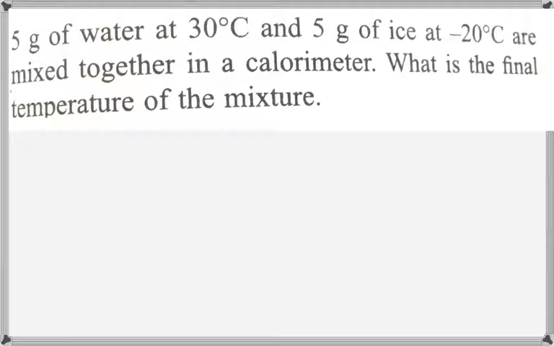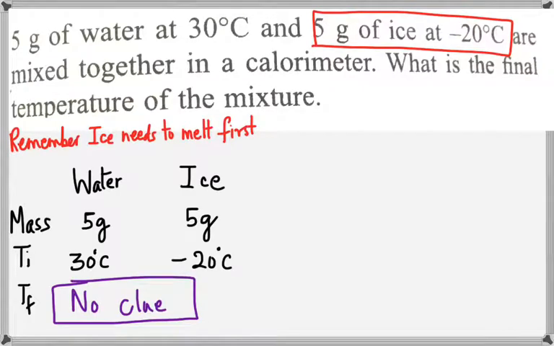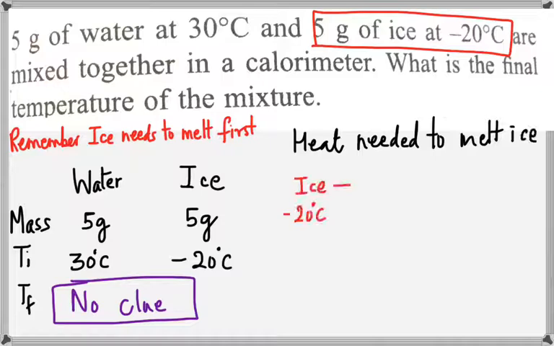Next question is again about water and ice. It's asking you what is the final temperature of the mixture. So remember, if ice is involved, we have to check whether all the ice will melt or not. If not, the final temperature will remain 0 degrees Celsius, because if all the ice is not melting, it's an ice and water mixture. Okay, so we make the table. Again, as in the previous question, we don't know what the final temperature is here. We find the heat needed to melt the ice completely.